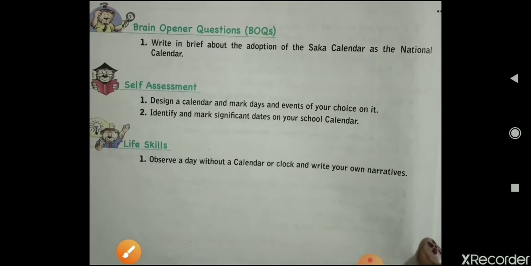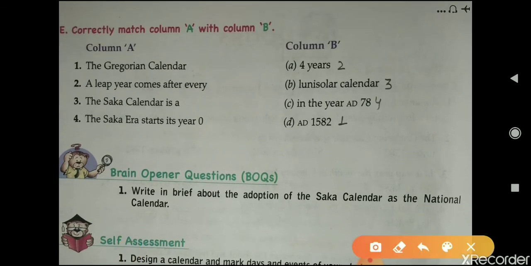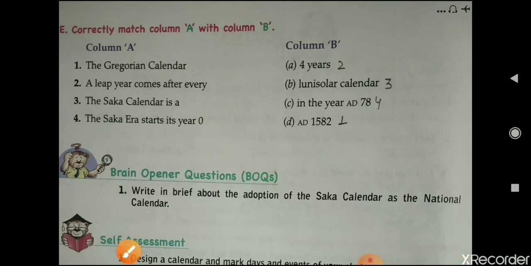Next one, match the following. The Gregorian calendar in AD 1582. A leap year comes after every 4 years. The Saka calendar is a lunisolar calendar. The Saka era starts in its year 0 in the year AD 78. Okay, so these are the match the following.